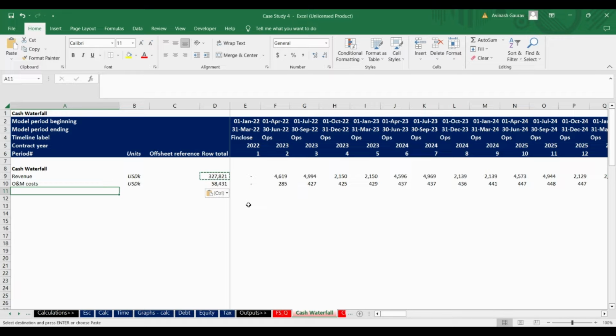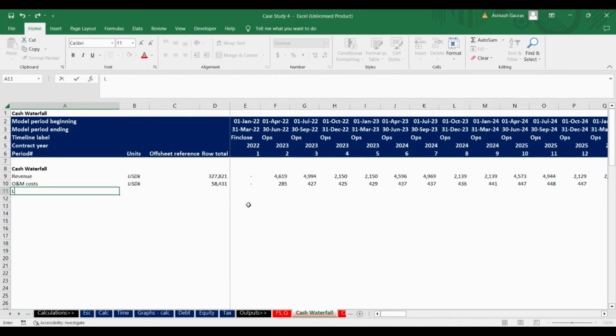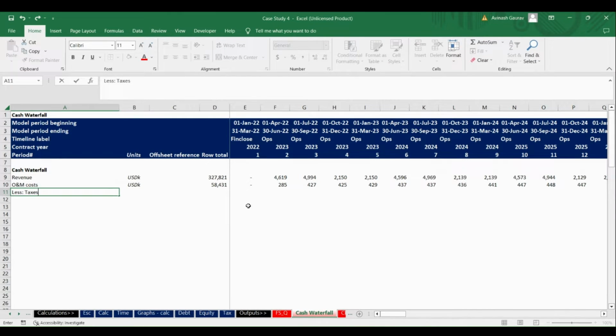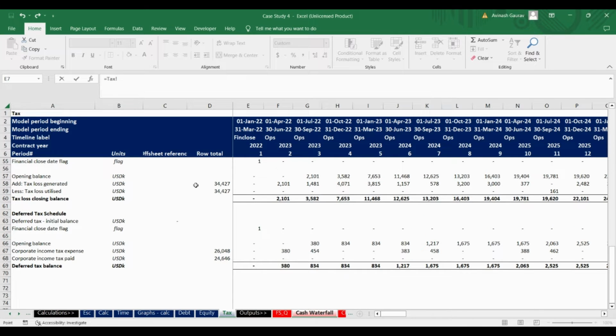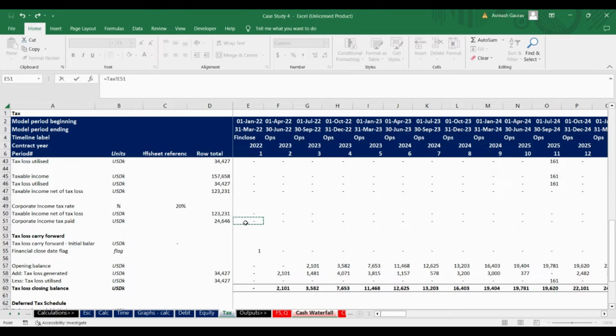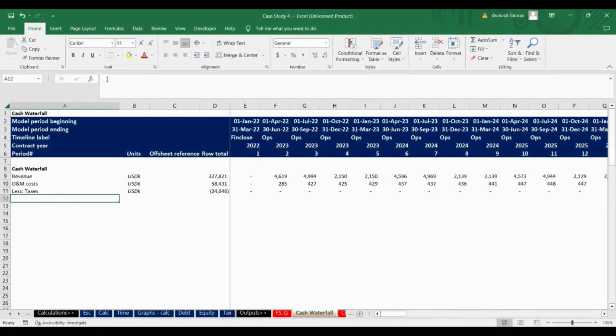Okay, now after paying for the O&M costs, you are supposed to deduct taxes, whatever taxes you have paid. So taxes, I can link it to the tax which I have calculated here. It's in the tax sheet, so we have calculated our tax here. So currently it's a positive number, so I can give it a minus, and I can say okay, so this is my minus number. Okay guys, now you are supposed to calculate the capex.